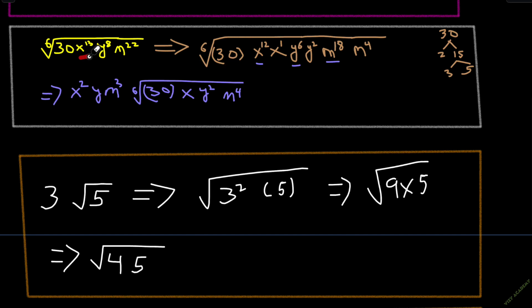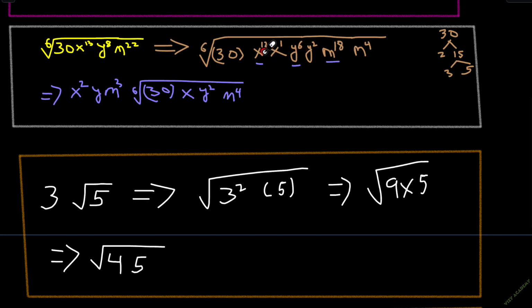Now x to the power of 13 will split up as x to the power of 12, x to the power of 1. y to the power of 8 will split up as y square and y to the power of 6. Similarly, m to the power of 22 will split up as m to the power of 18, m to the power of 4. If you see here closely, 12, 6 and 18 all are divisible by 6.